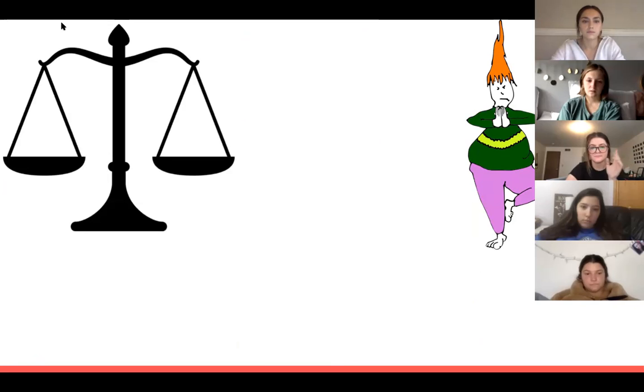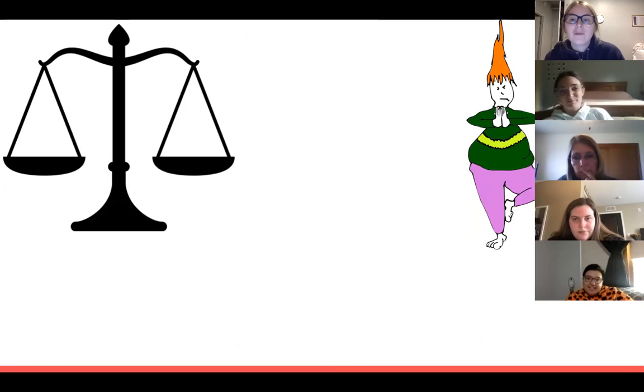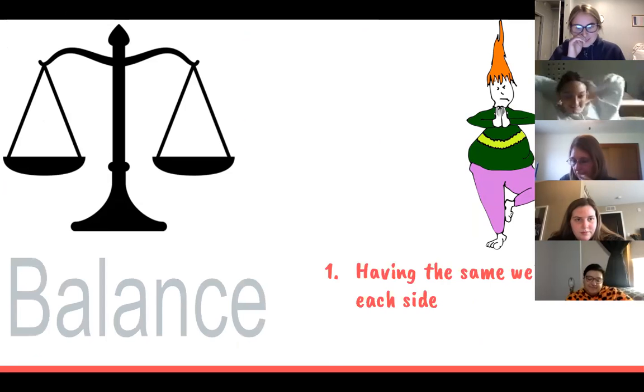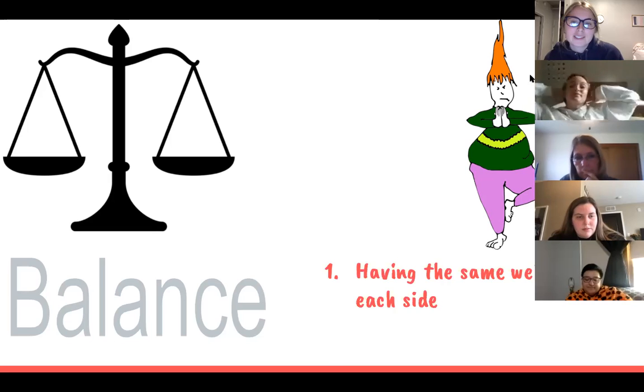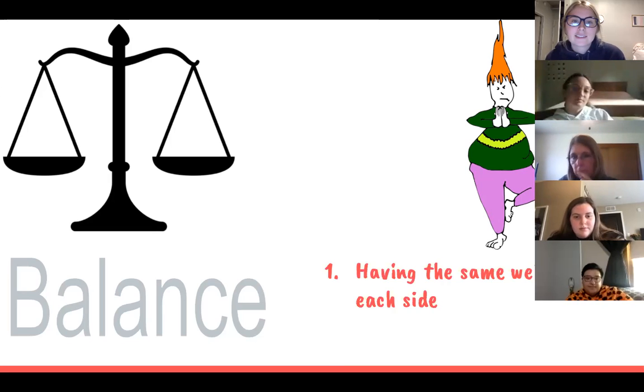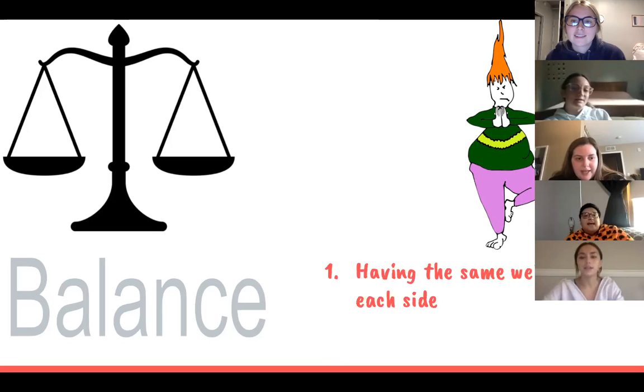Is the one on the left, is it balance? Yes. They both represent the same thing, but yes, you're right, it is balance. So this is to have the same weight on each side. We see here that it's the same, so it's balanced. And this person is balancing on one foot. Can everybody unmute themselves and say balance? Balance. Good job. Does anybody have any questions on this word?